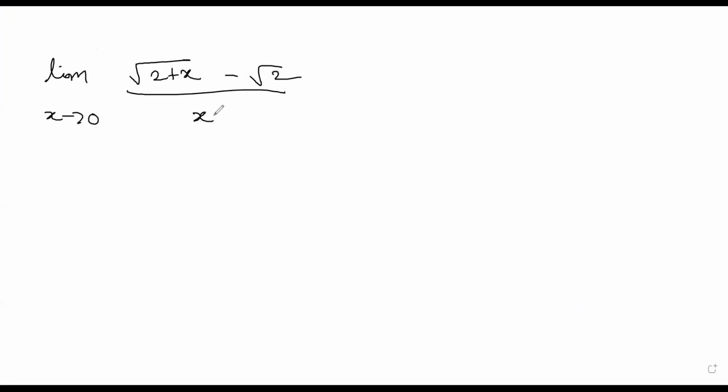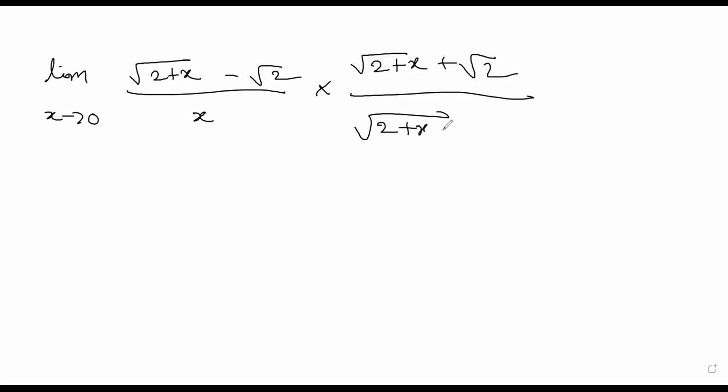So this is the limit as x extends to 0 of (root of 2 plus x minus root 2) divided by x. What will we do? Multiply and divide by root of 2 plus x plus root 2. So what happens now?